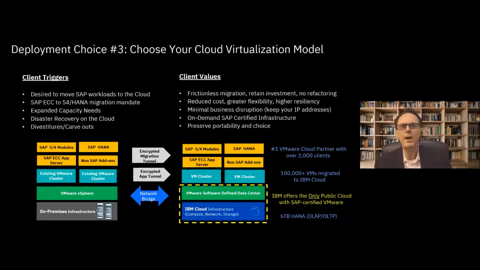So deployment choice number 3 is choosing your cloud virtualization model. I have a picture up here around VMware, but the reality is that I don't want this slide to be about VMware. There's something specific that I want to cover in regard to VMware. I read one statistic, I think it was actually from VMware, that 70% of existing SAP workloads running on premise are running on top of VMware.